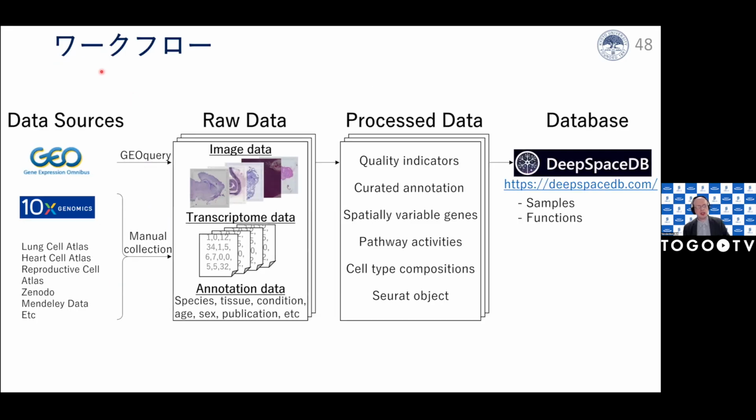Now, this is what we did. First for Visium, we collected public data from several sources, such as GEO or the 10x Genomics database and other sources. Of course, it includes the image and the transcriptome data, and then annotation data. I will introduce this in a moment. Then we processed every sample using a fixed pipeline, and then added it to our database.